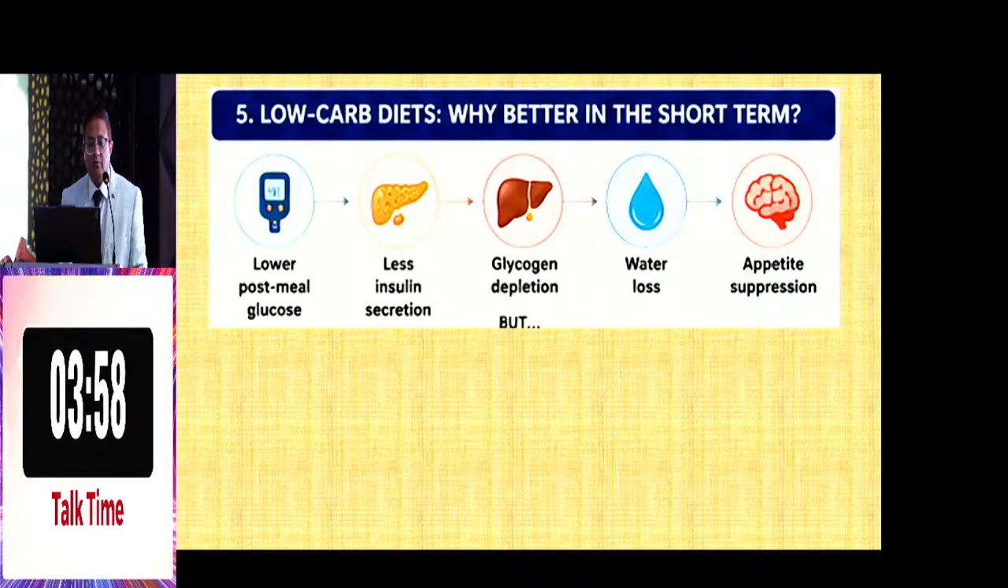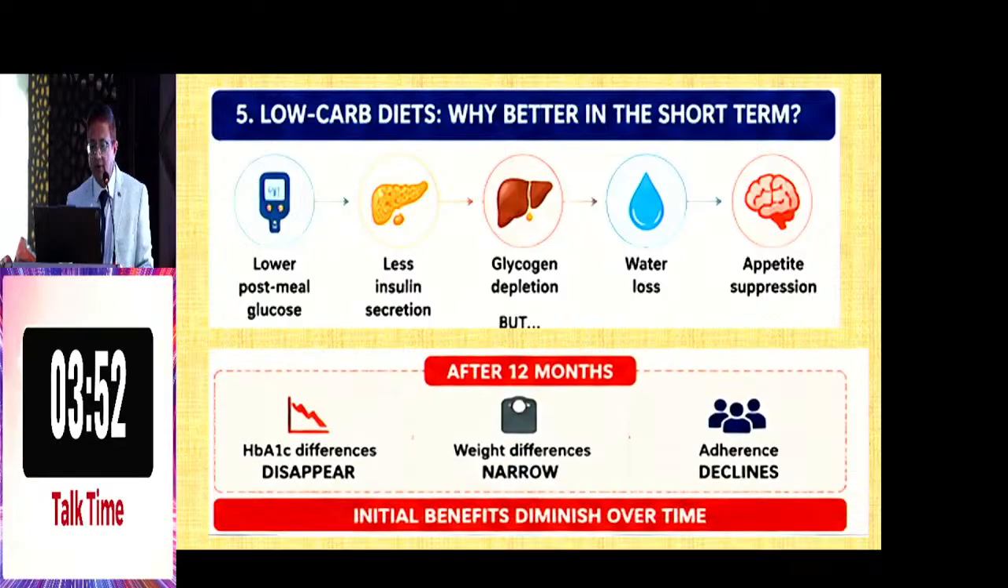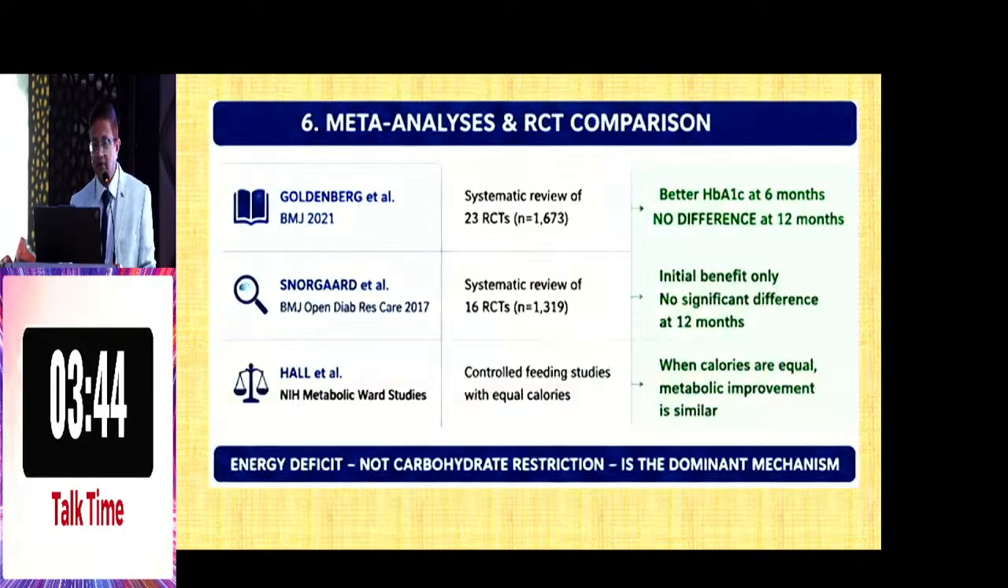Why is a low carbohydrate diet better in the short term? It is better in the short term, but after 12 months, the initial benefit of the low carbohydrate diet diminishes over time. Finally, some meta-analyses and RCTs compared them and showed definite benefit of the energy deficit, not carbohydrate restriction. These are the dominant mechanisms in the improvement of metabolic health.